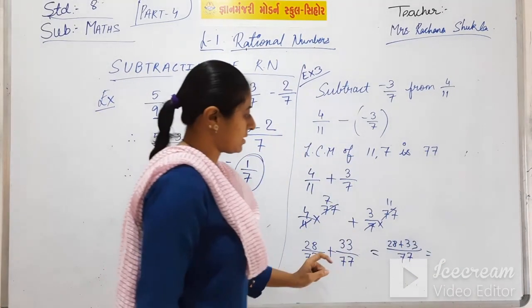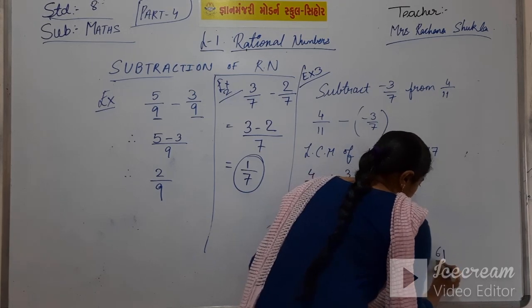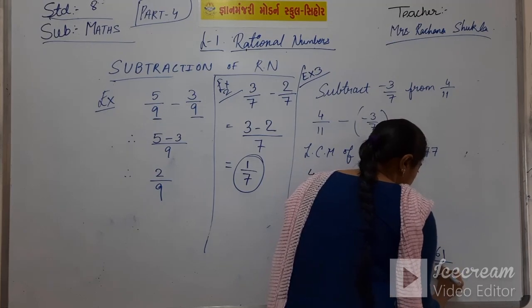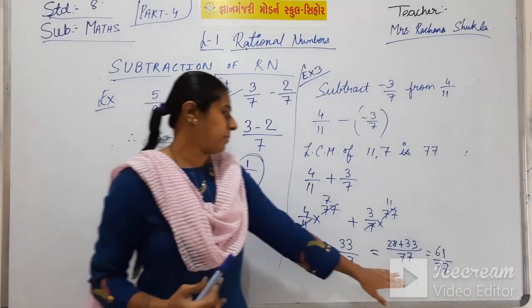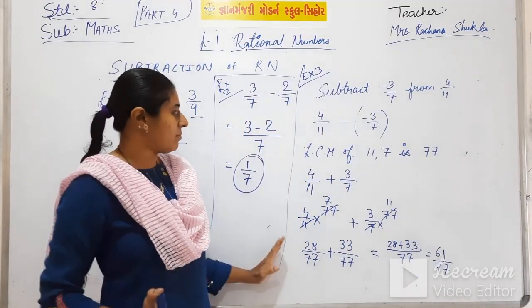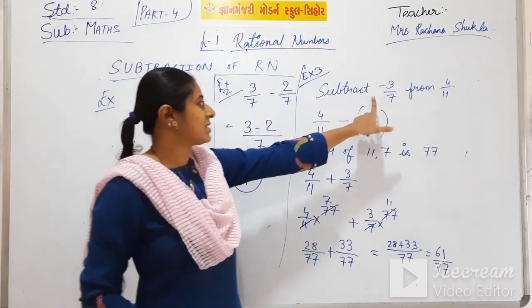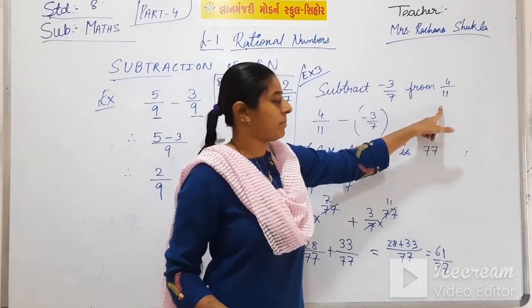What will be your answer? 61 upon 77. So you will get 61 upon 77 as your answer. This was the sum of subtraction with different denominators. I repeat once again, minus 3/7 from 4/11.